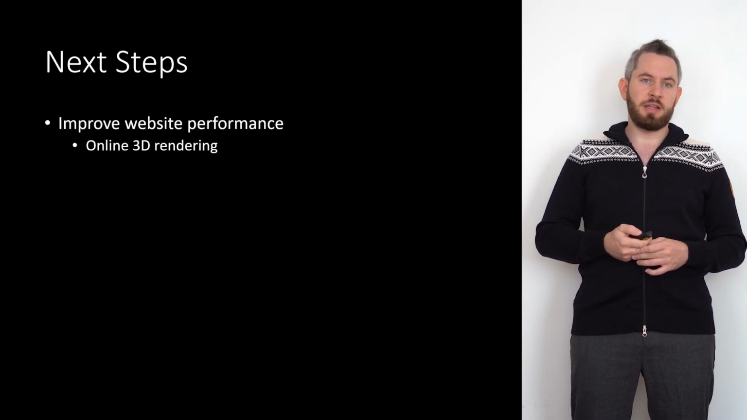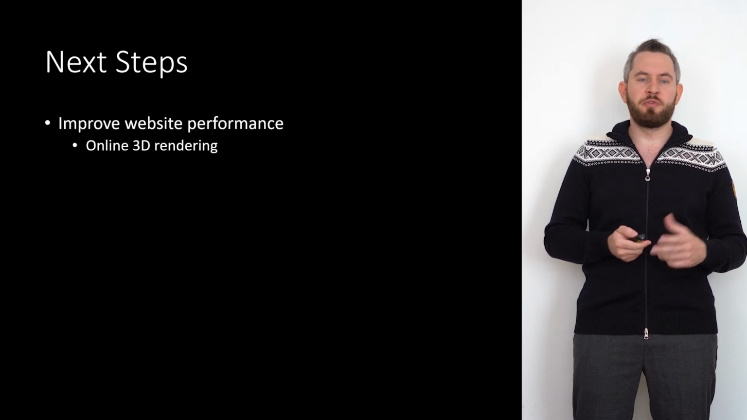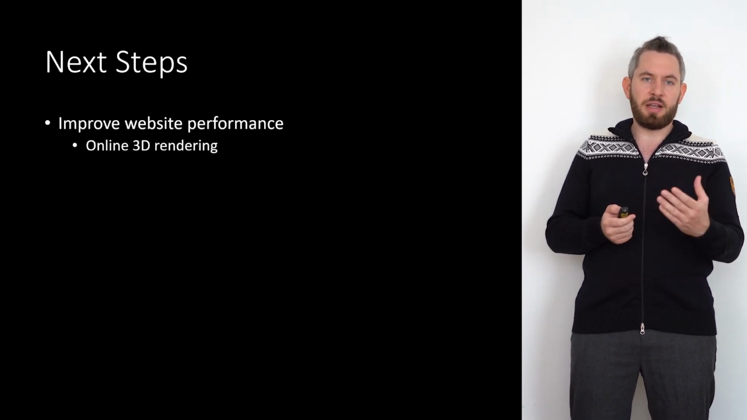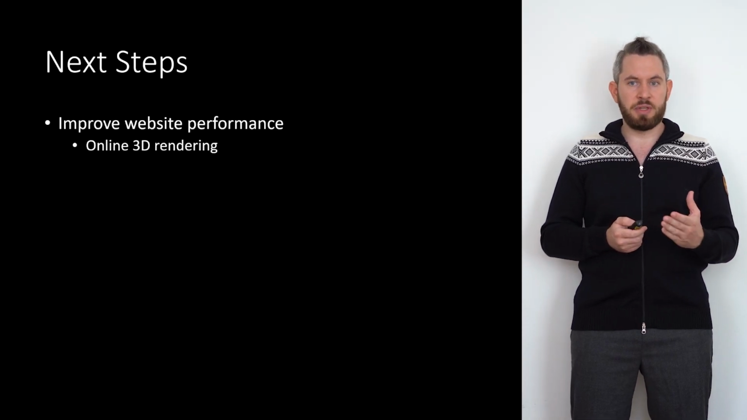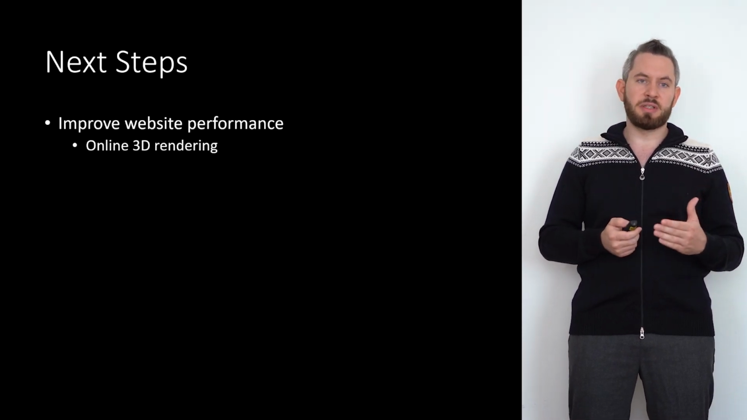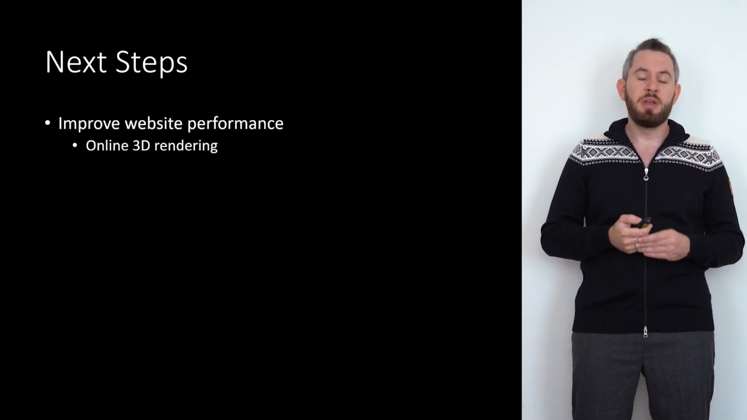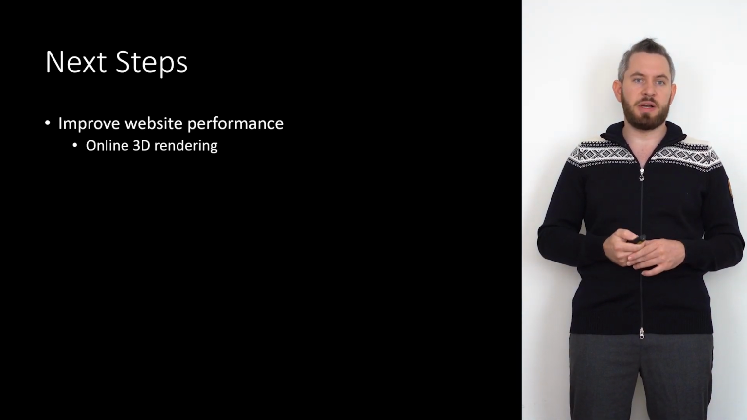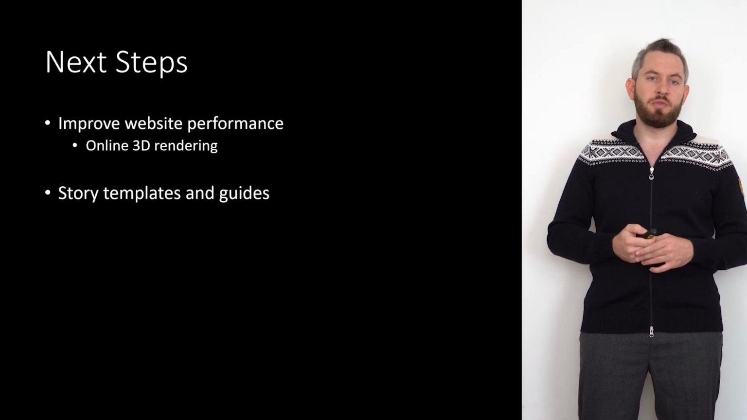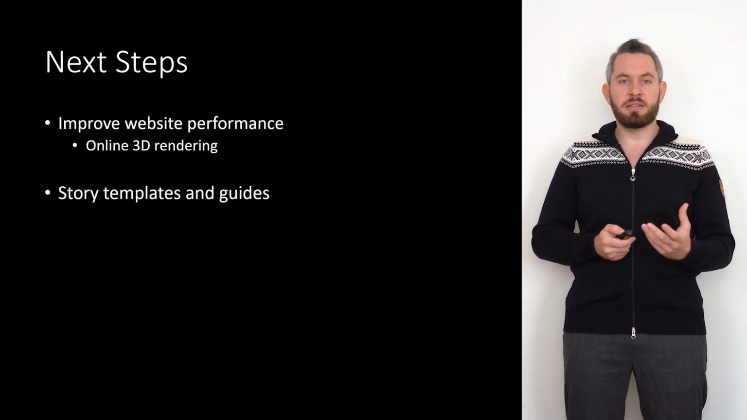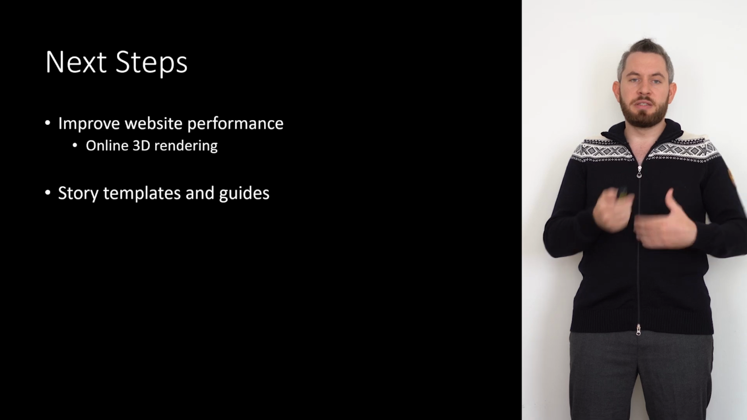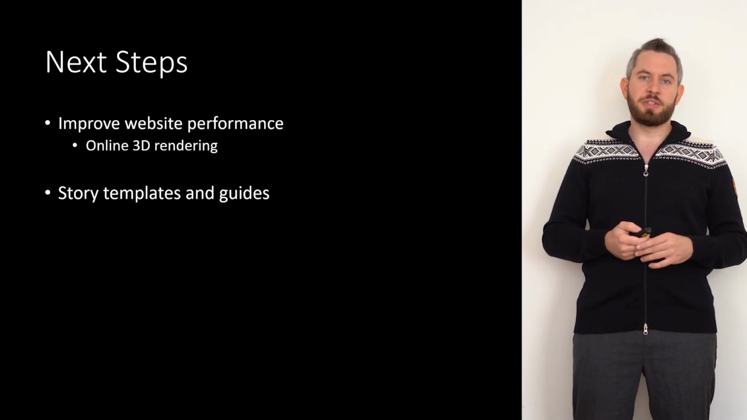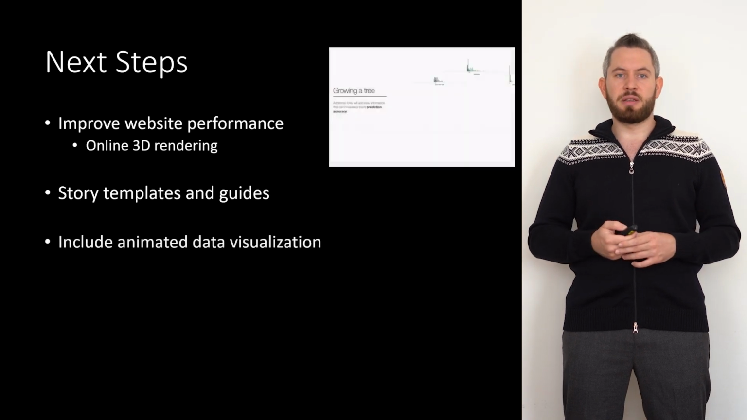So what are the next steps? We want to improve the website's performance, especially in online rendering, meaning the story that is exported has everything you need for 3D rendering, but often that doesn't work on mobile phones, for example. So we are thinking to maybe include online rendering steps so it works for every device. Furthermore, we want to provide story templates and guides so people have an easier time to create a story, for example, about their last paper. And this could even be something which runs automatically.